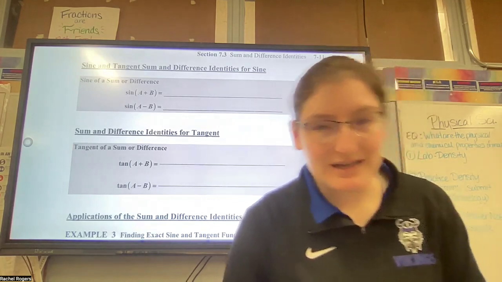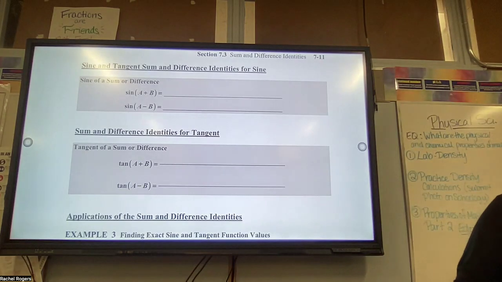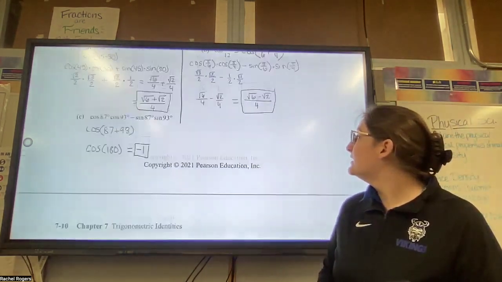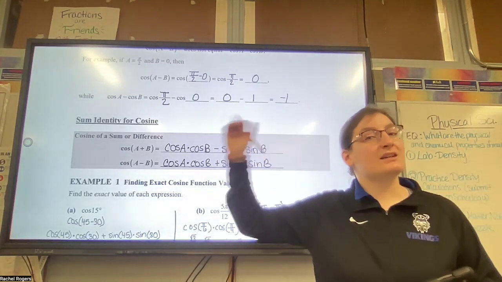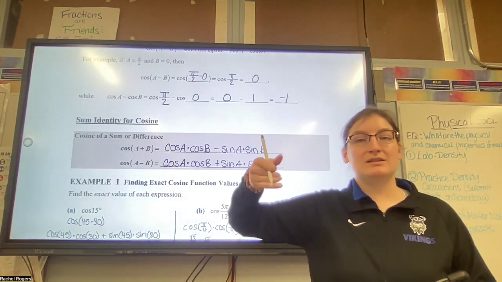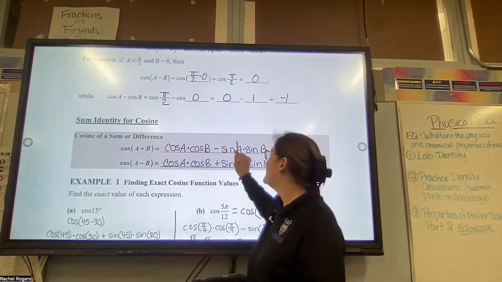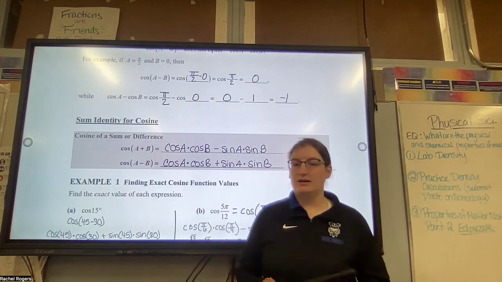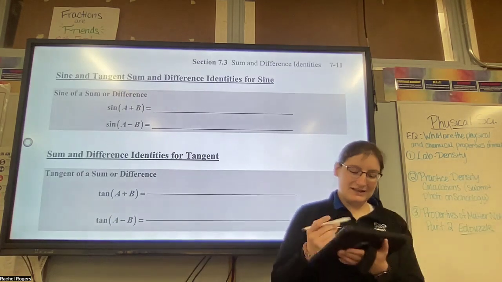So for the sine of things that are added together, it's going to be a little bit different, okay? For cosine, it is cosine times cosine and then plus or minus sine times sine, and it's just the opposite plus or minus from what the inside was. So cosines and then sines separated by the opposite sign of what was inside. But for sine, it's a little bit different.